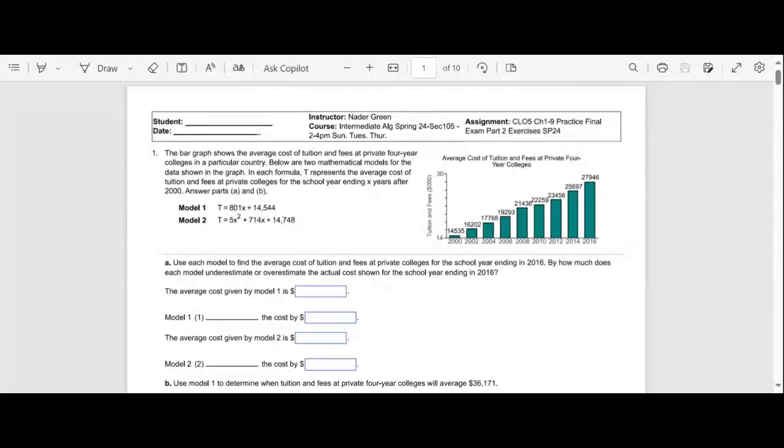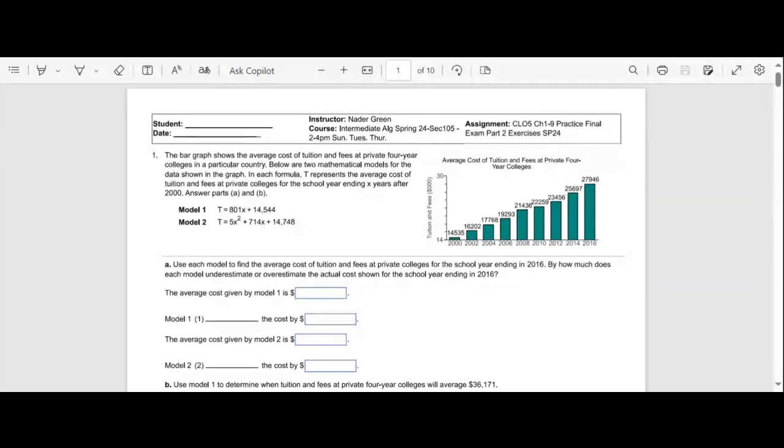This is a sample of the final exam. Okay, we're just doing a sample. There are two parts here. Part one is vocabulary and concepts, and part two is exercises. The exercises can be long answer, short answer, fill in the answer, or graphing. We're going to start with question number one.